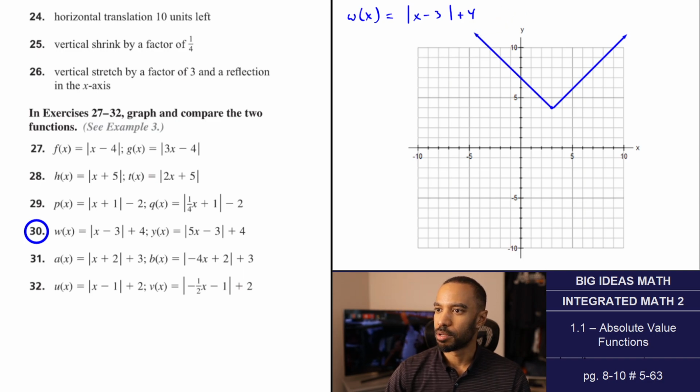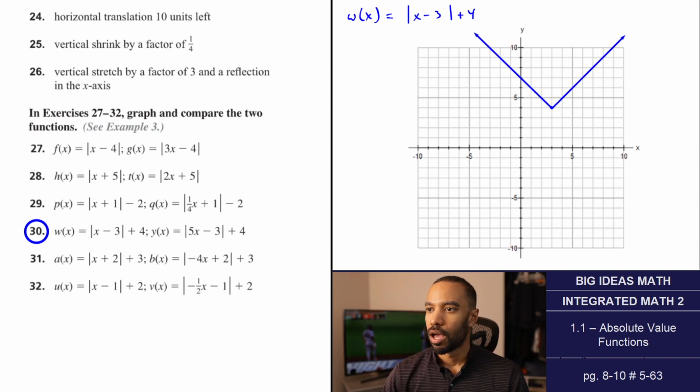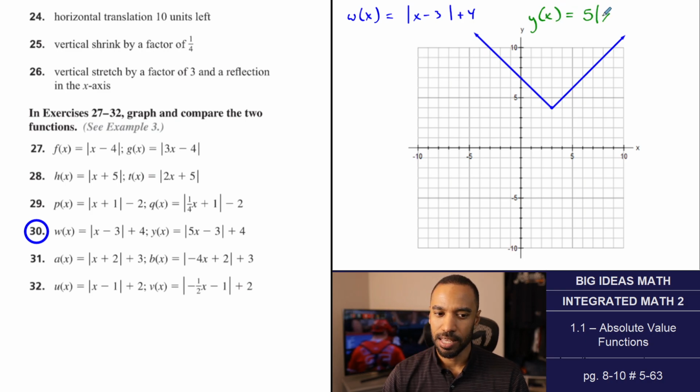And hopefully you're hitting those same points. y of x, let's just write the factored form. Hopefully it's making a little bit of sense. I factor a 5 out. Inside is x minus 3/5. 5 times smaller, just for the inside quantity.